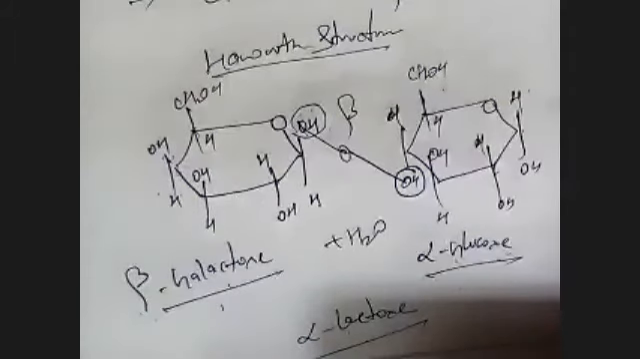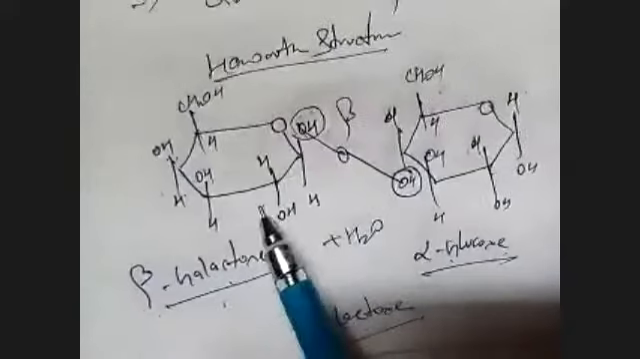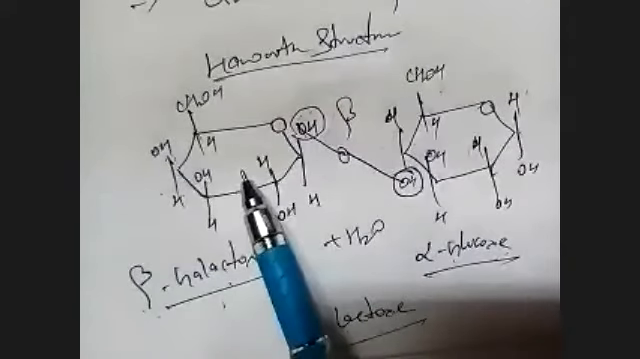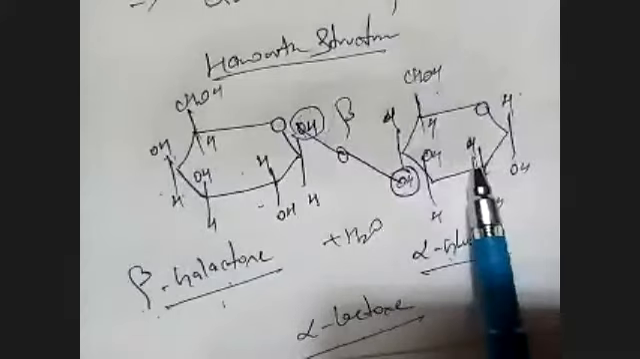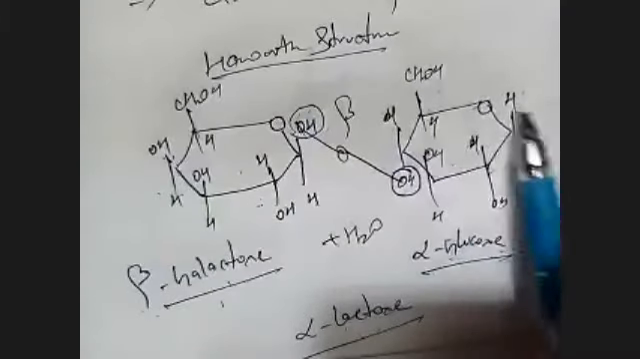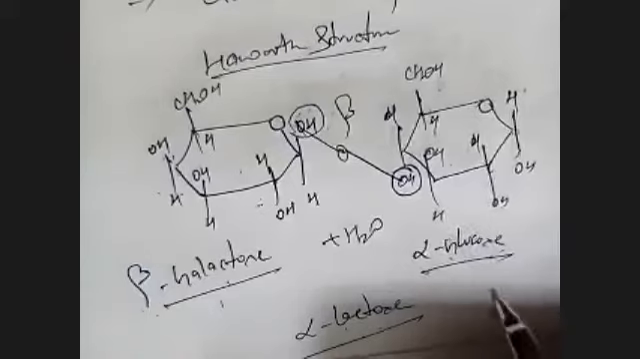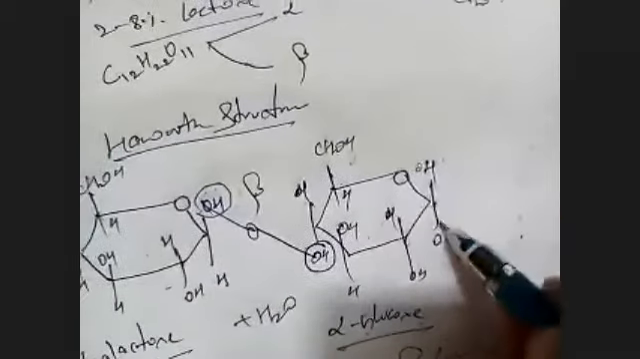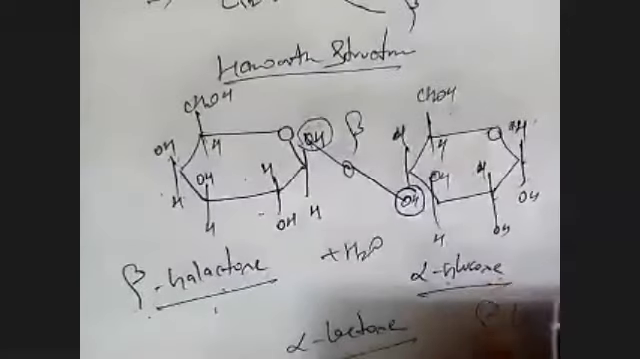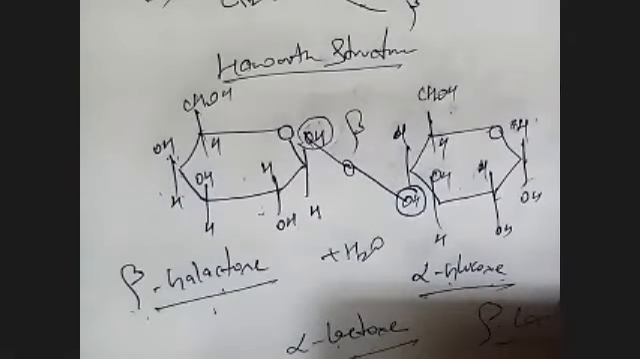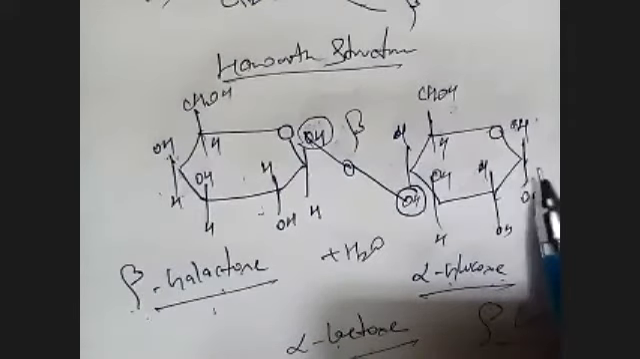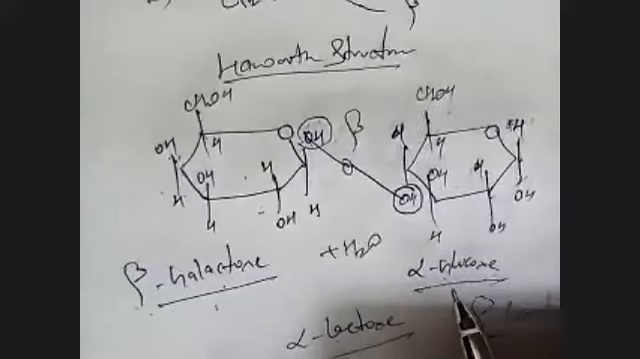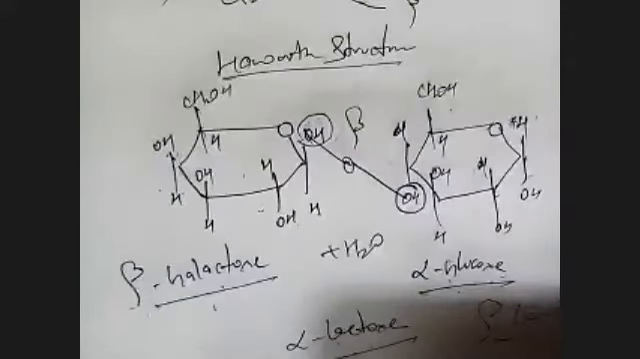Can you write the structure of beta lactose? It will remain the same. This galactose remains the same. You need to change this one. The position of these two has to change, and that will give you beta lactose. Please change this structure. Write OH here, H here. Everything remains the same. You need to change only the first position of your alpha glucose to convert alpha to beta.